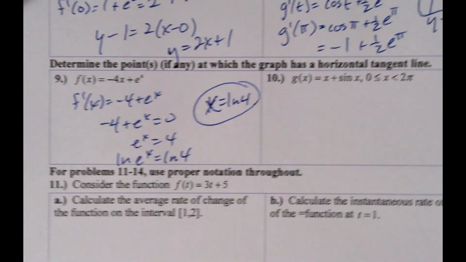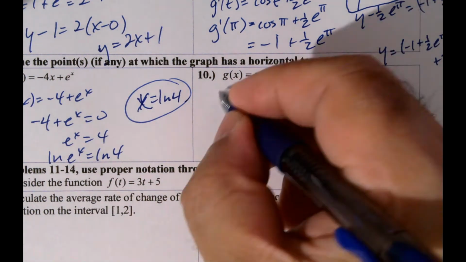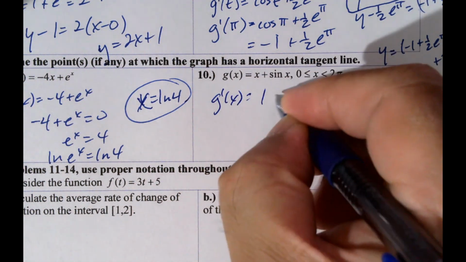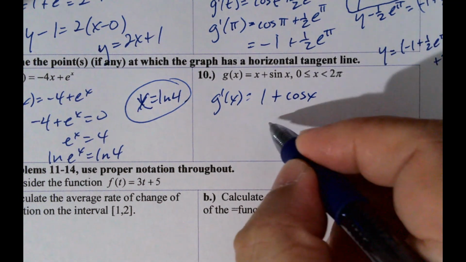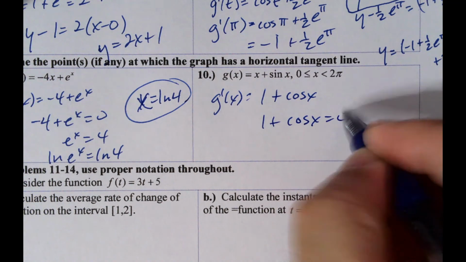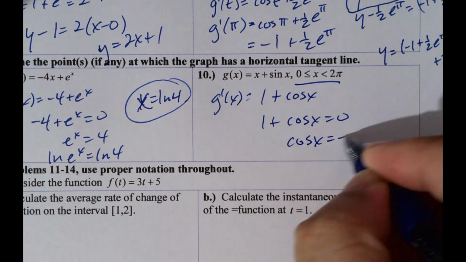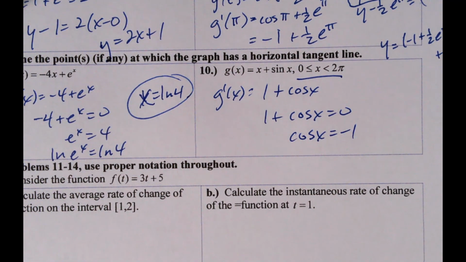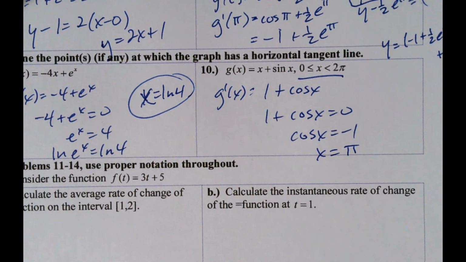Let's do the same thing for 10. Take the derivative. That's 1 plus cosine x. Since we want a horizontal tangent line, we want to know when that is equal to 0. You are limited to that range of values. So cosine x equals -1. When is cosine equal to -1 on that interval? Where is that? Oh, pi. So x is pi. That's it.